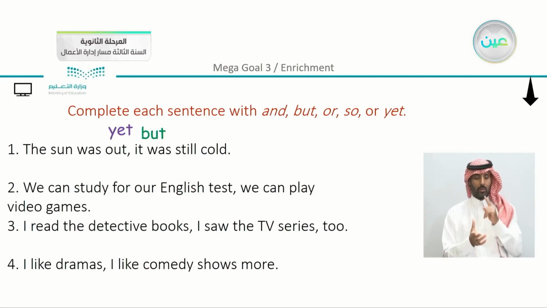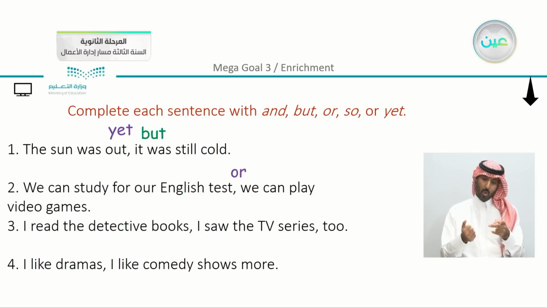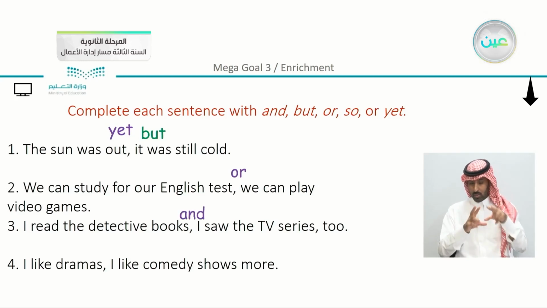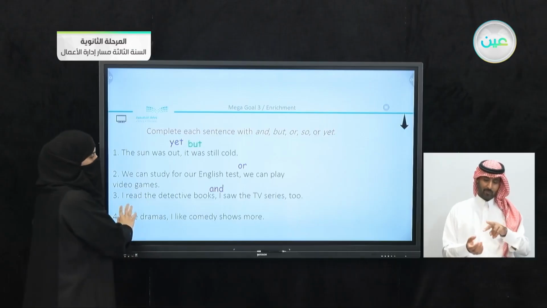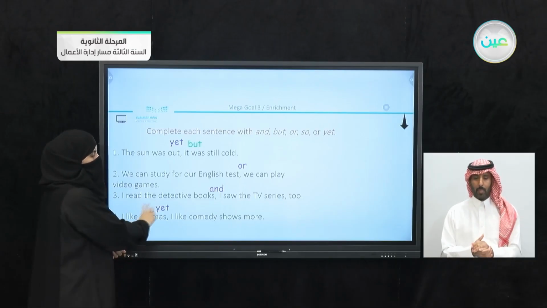We can study for our English test. We can play video games. We can say that we have here, we can study for our English test, or we can play. I read the detective books. I saw the TV series too. We can say here and I saw. I like dramas. I like comedy shows more. So we have here I like something, but I like something else more. We have here but, or we can say yet.